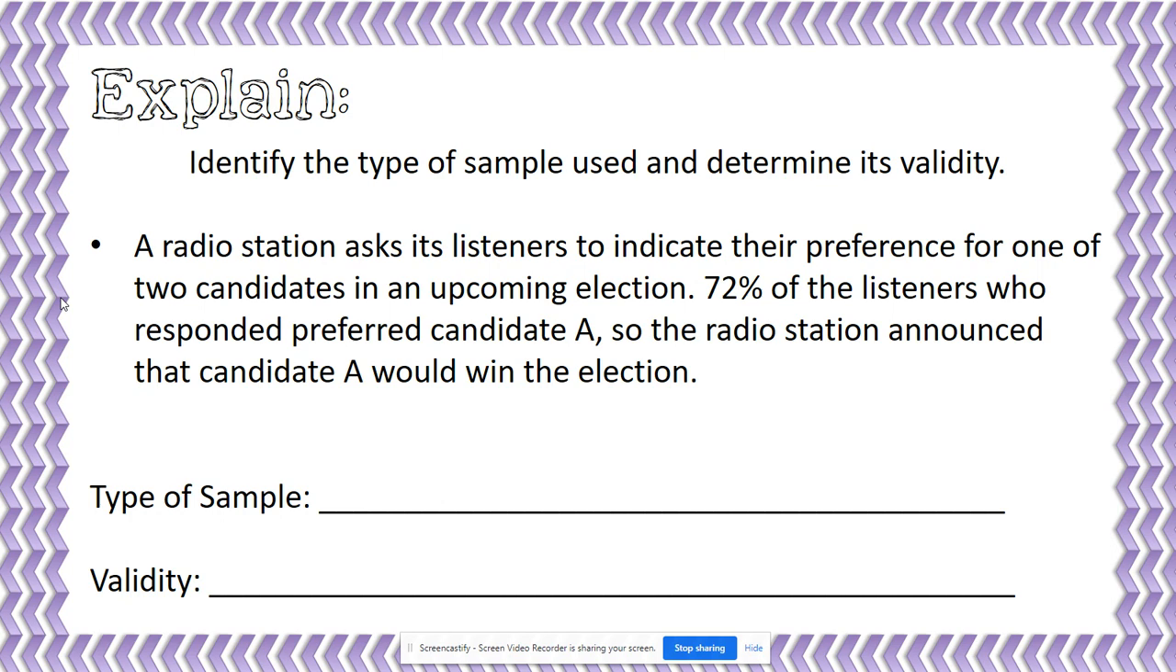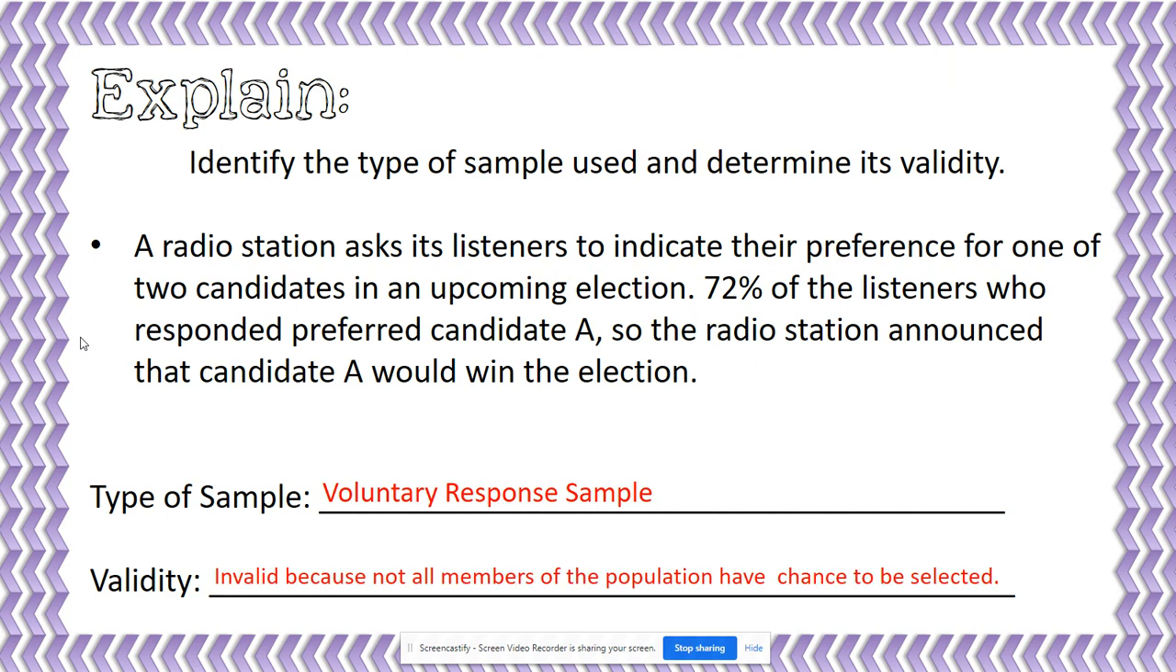This means that people may have filled out a survey online or called into the radio station, but not everybody who was a listener had a chance to be selected for this, which means this is actually a voluntary response sample. This probably consists of results from people who really have strong feelings about either candidate A or candidate B. So because this is a voluntary response sample, I know that a voluntary response sample is biased, so these conclusions are invalid because not all members of the population had a chance to be selected.